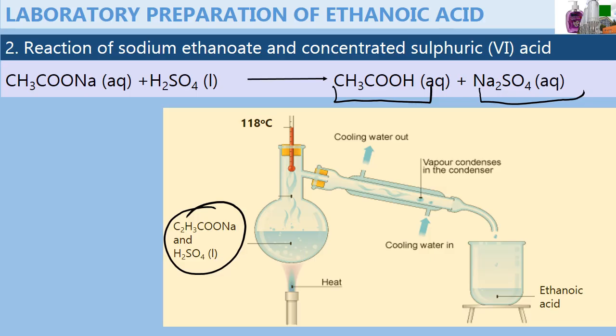However, in order to obtain the ethanoic acid, we'll carry out distillation of the resultant mixture and obtain ethanoic acid as the distillate.